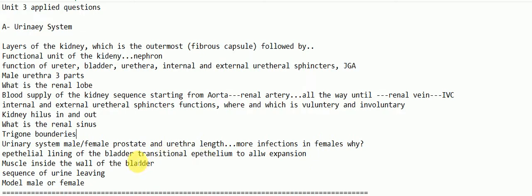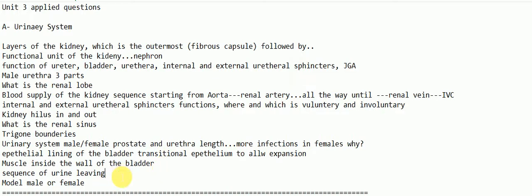What's the epithelial lining of the bladder and what's the muscle inside the bladder? The epithelial lining of the bladder is called transitional epithelium. It's called transitional because it makes transitions in shape to allow the expansion of the bladder. The muscle is called the detrusor muscle. It's a powerful muscle. When it contracts, it ejects the urine out of the bladder to overcome the resistance of the sphincters, and the urine will leave through the urethra.